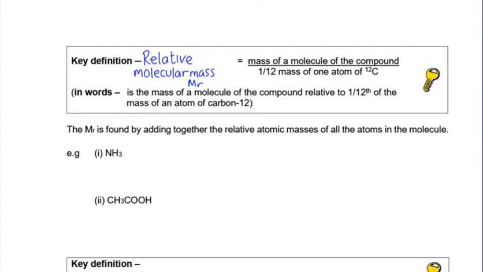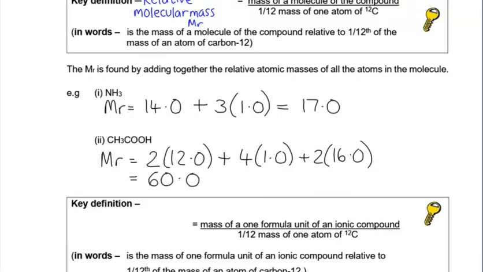So we're going to use our periodic table, and if you go to the periodic table and find the relative atomic mass of nitrogen, you'll see that it's 14.0. We've got 1 nitrogen in our molecule. There are then 3 hydrogens, and the relative atomic mass of hydrogen is 1.0. So we add up a 14 and 3 ones, and we get 17.0. See if you can do the next one yourself. So there you go, there were 2 carbons at 12, 4 hydrogens at 1.0, and 2 oxygens at 16. We add all that up, we should have got 60.0.